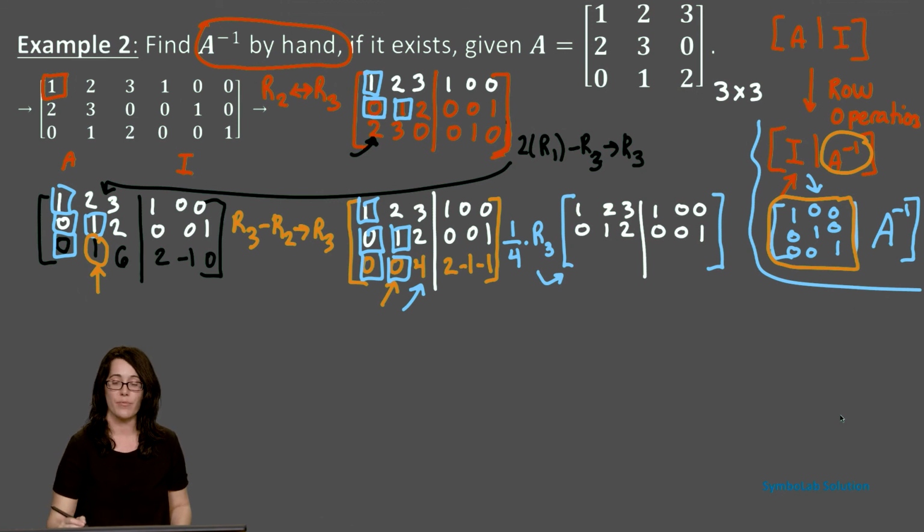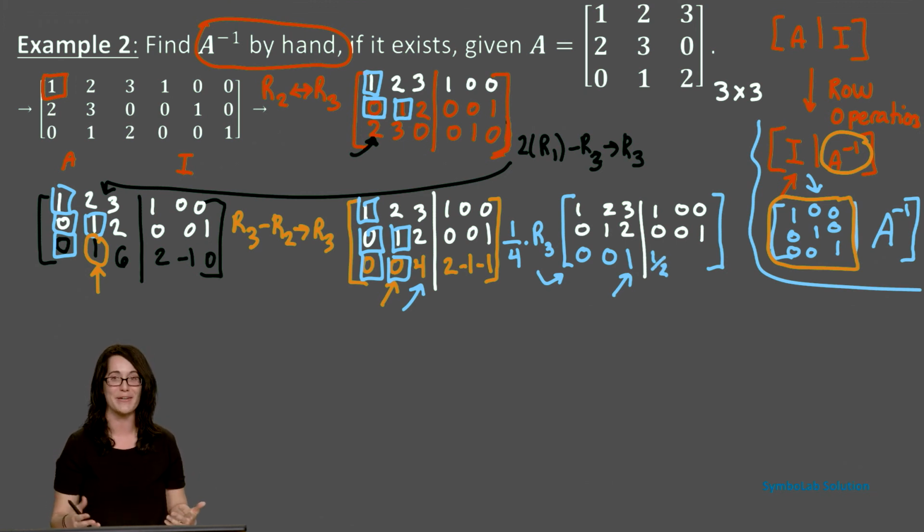1/4 times this row would give me 0 and 0 and 1. That's the good news. We were hoping for that, right? The collateral damage is really important still because that's giving us A inverse eventually. So let's take a look. When I do 1/4 times 2, I get 2/4, which is really 1/2. Good news, that's the right answer so far.